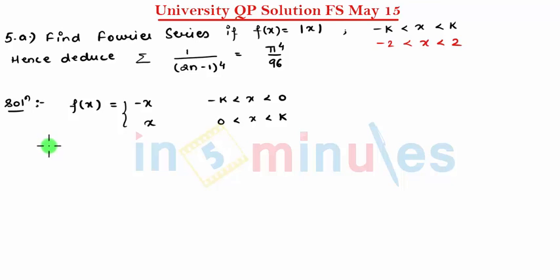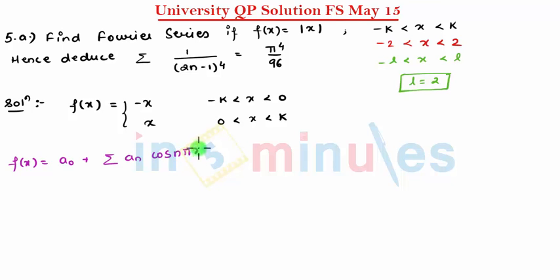So now we need to find a0. Before that we can just compare this with minus L to L. So the value of L comes to be 2. Now let's write the series first, that will be better. So f of x is a0 plus summation an cos of n pi x divided by L plus summation bn sin of n pi x divided by L.